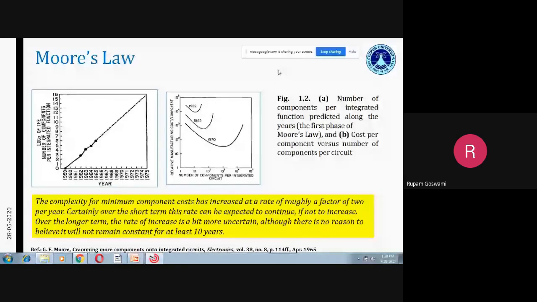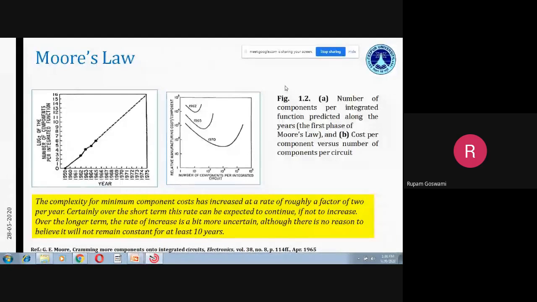first paper titled Cramming More Components onto Integrated Circuits. So that was the first time G.E. Moore gave the idea of this prediction, in 1965. And later on in 1972 or 1974, he modified his law according to the evolution of the number of transistors.